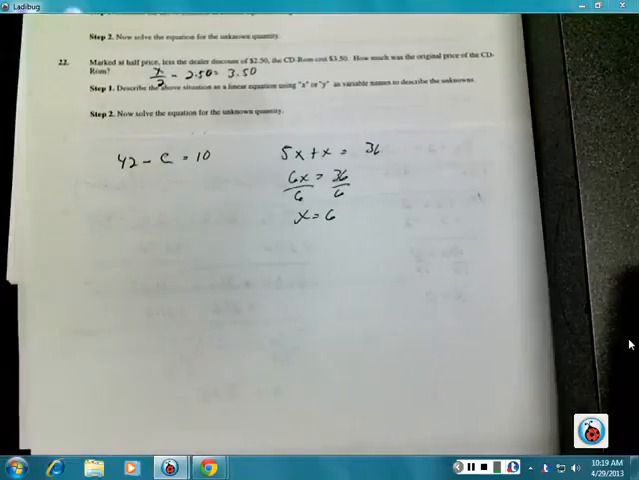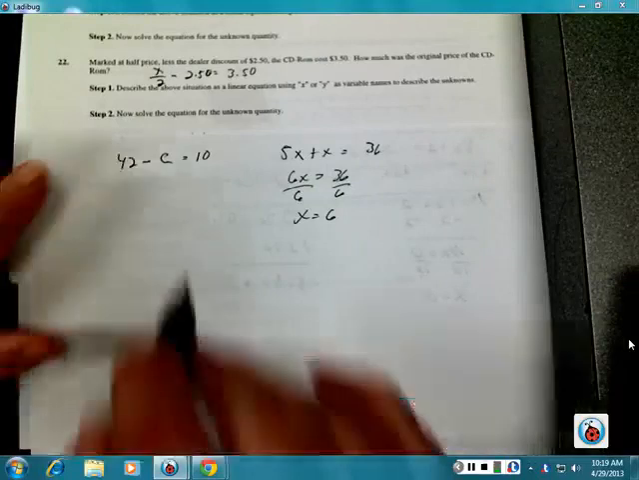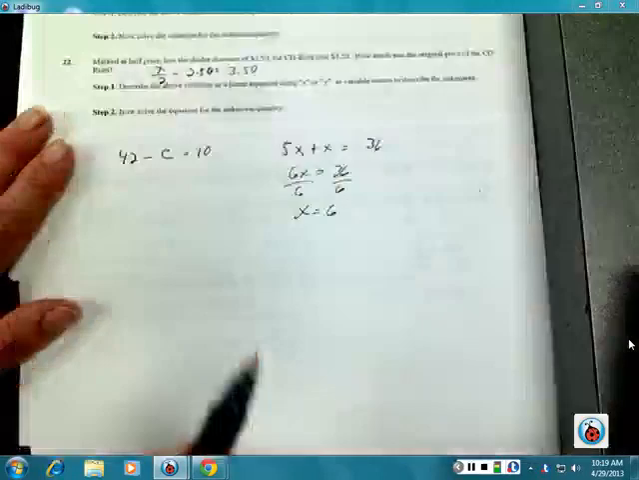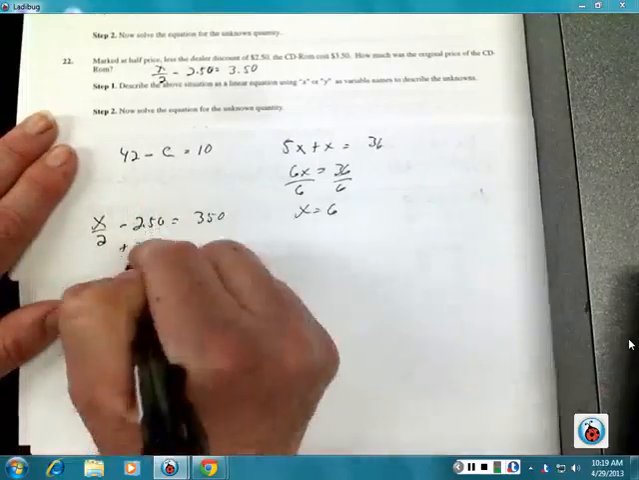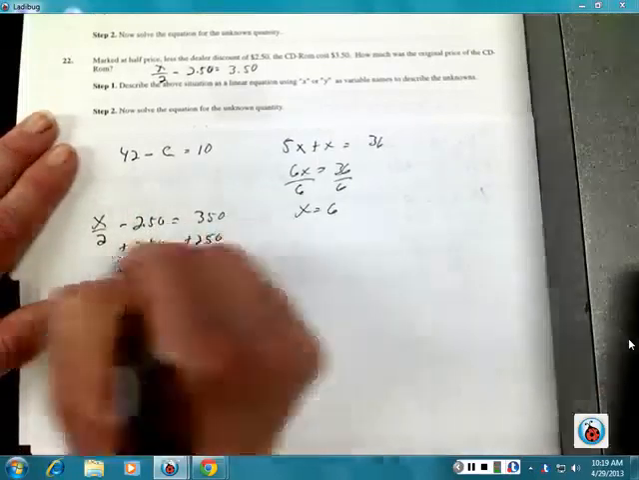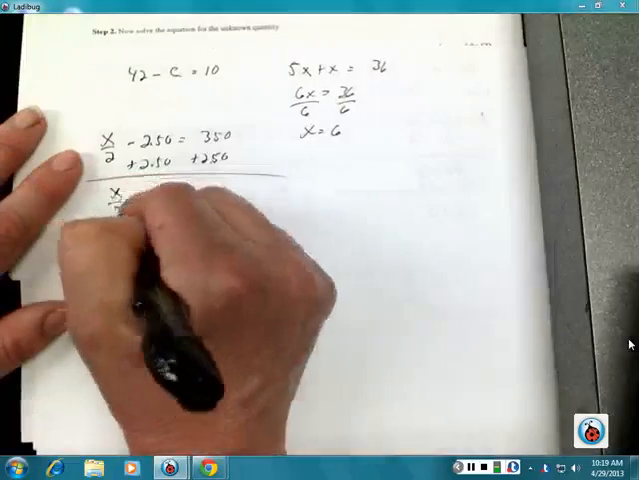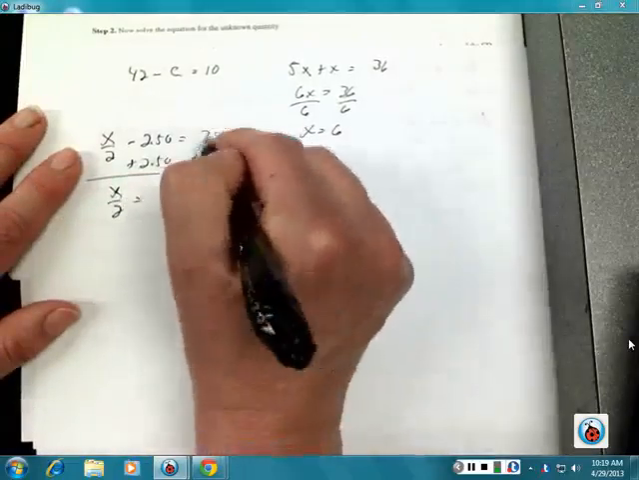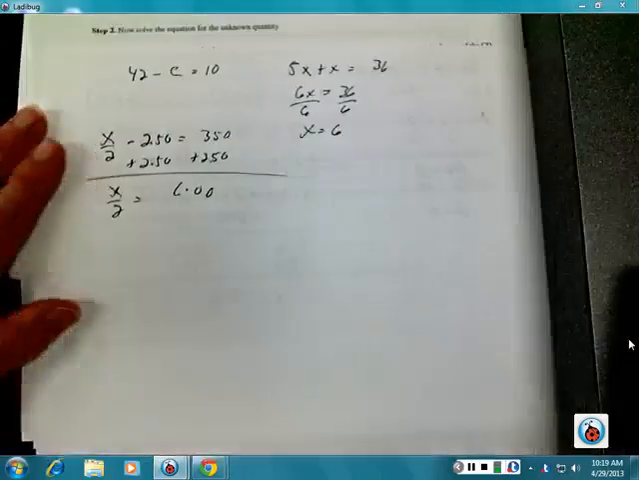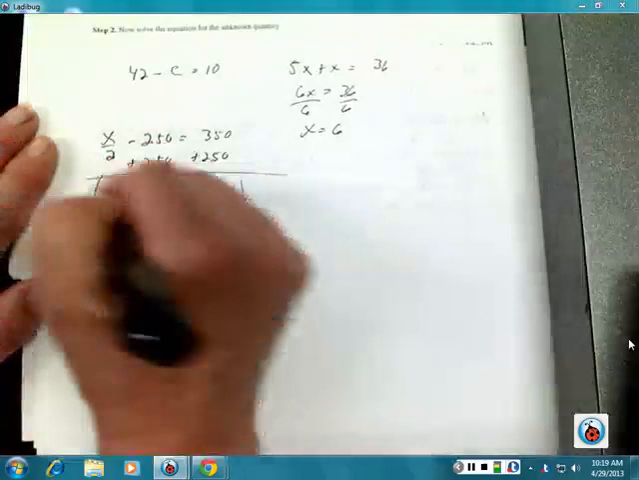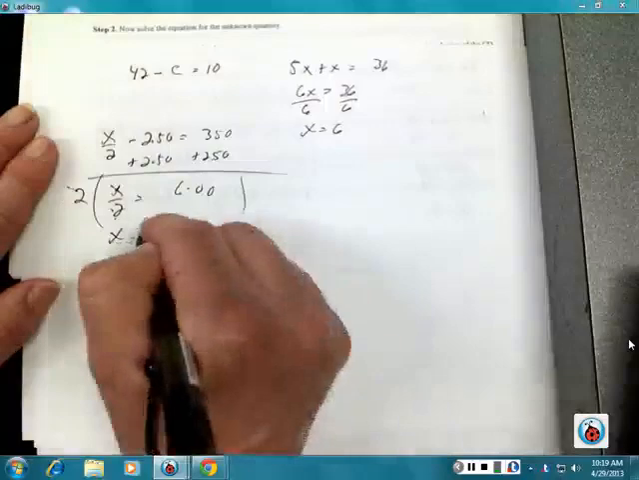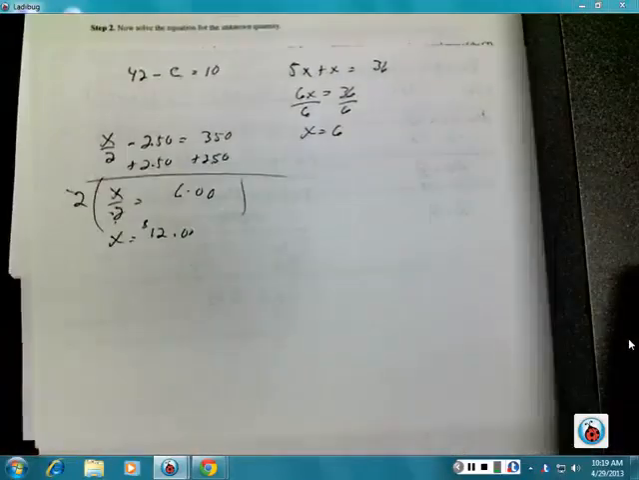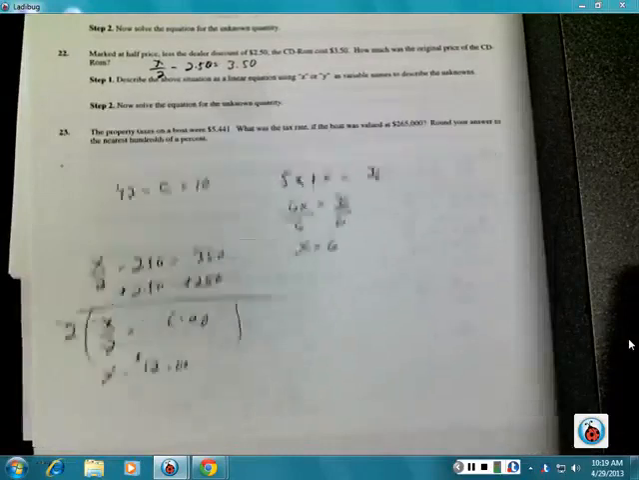For some reason I didn't know how the answer was 12, maybe that's what it was. Oh, because when you have x over 2 minus 2.50 equals 3.50, I need to add 2.50 to both sides. That gives me x over 2 is equal to 6. To get rid of the 2, I need to multiply everybody by 2. So those cancel. 2 times 6 is 12. That's how they got it. I was right when I figured it out, the first part of it.